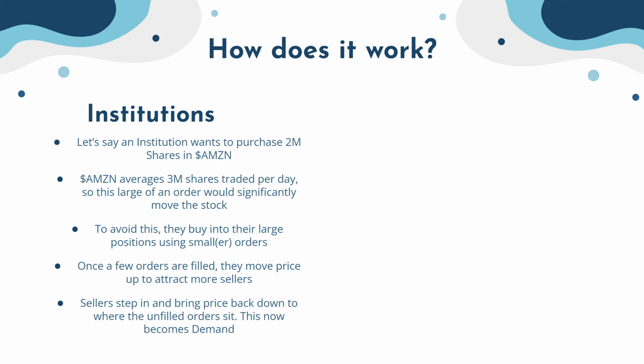Now this becomes demand. Why? Because those unfilled orders that were sitting there are going to get filled and make another move up, right? And then that attracts more sellers, it comes back down, and then it makes another move up because more orders get filled, right? And so on and so forth.